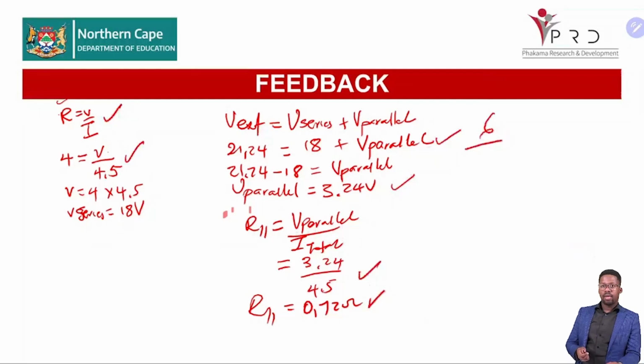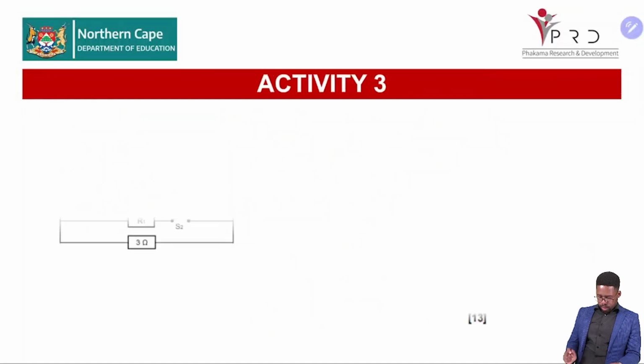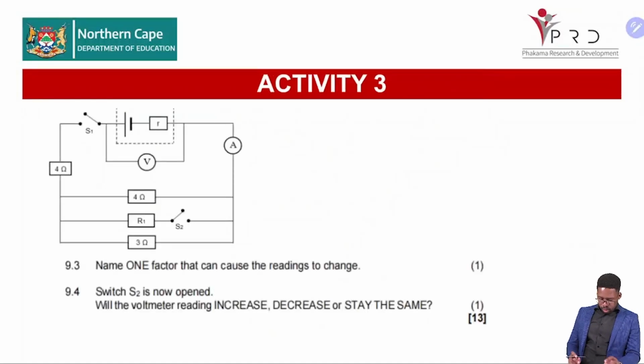Then let's continue. Then they are saying, looking at the very same circuit diagram, name one factor that can cause the reading to change. You go to Ohm's law. It says at constant what? At constant temperature. So one thing that can change here should be temperature. You get 1 mark for that.